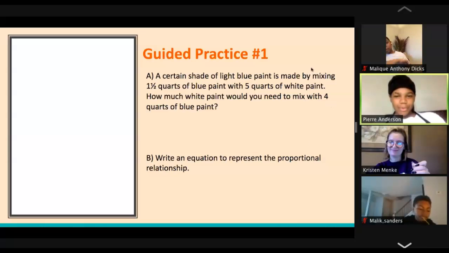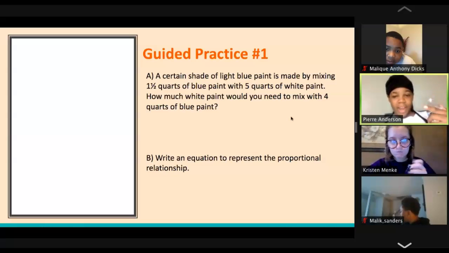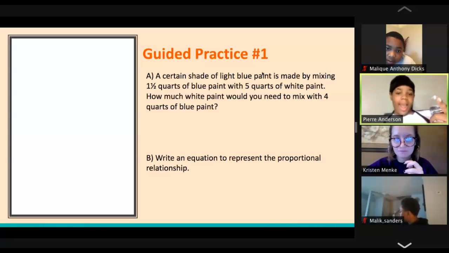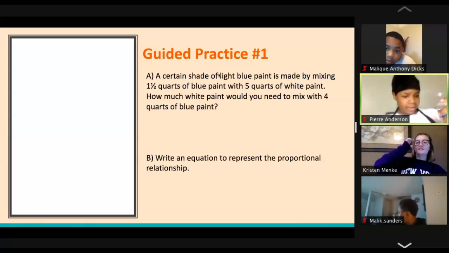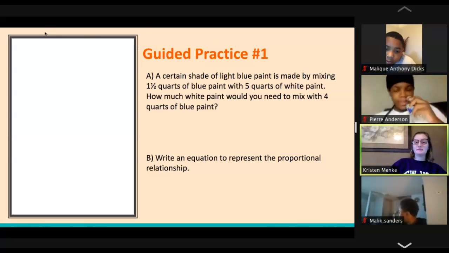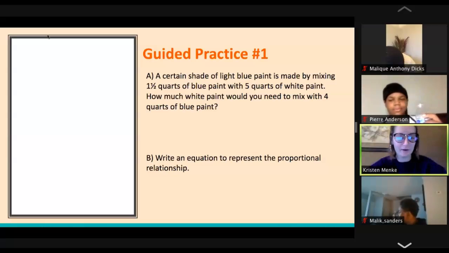A certain shade of light blue paint is made by mixing 1.5 quarts of blue paint with 5 quarts of white paint. How much white paint would you need to mix with 4 quarts of blue paint? That's a lot of paint. I know, that's a lot of paint. I don't know what they're painting. Probably, that sounds like what you'd need in a room. I don't know. I'm not a painter.